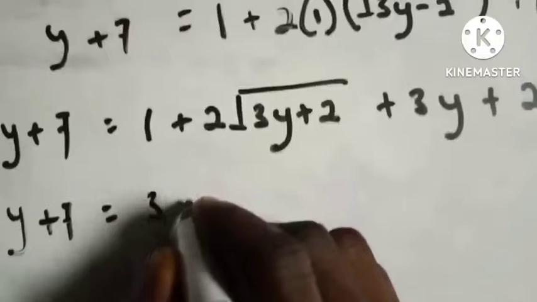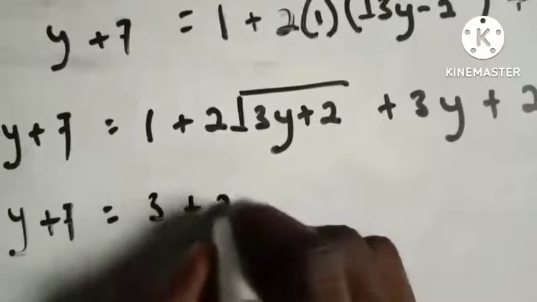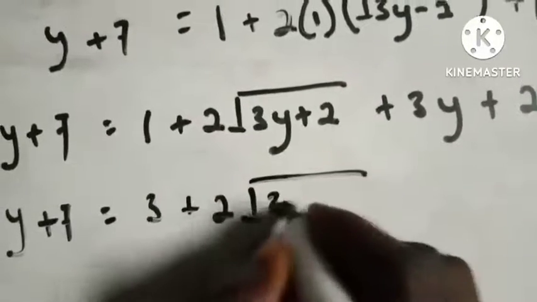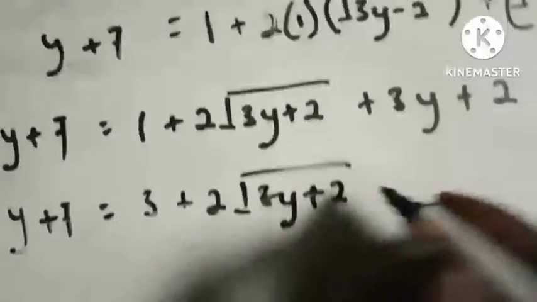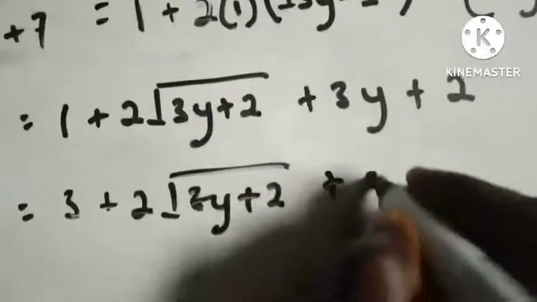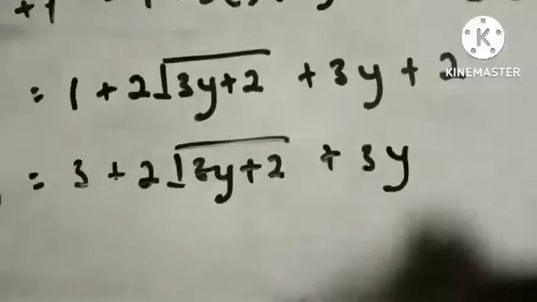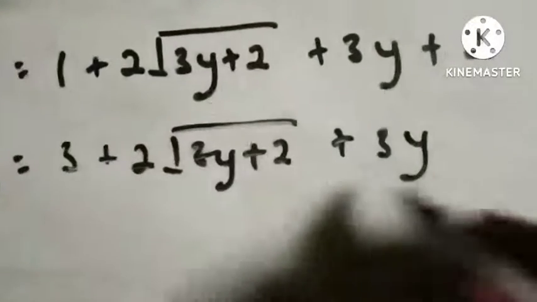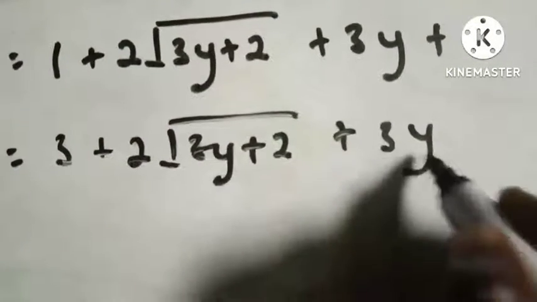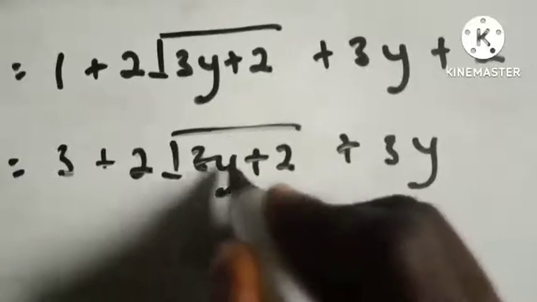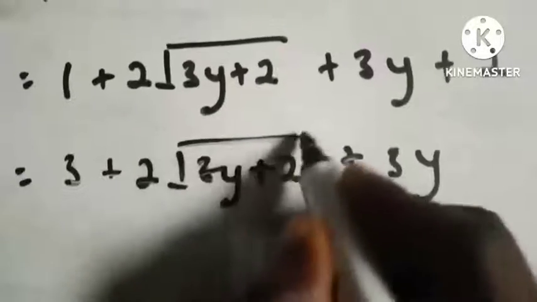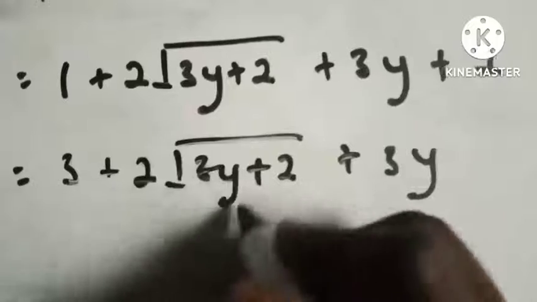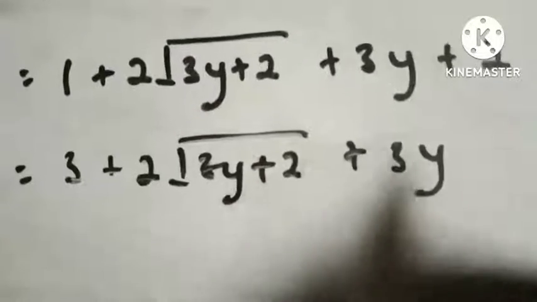So 3, that should be plus 2 root of 3y and then plus 2, and then remember there is a 3y here, so plus 3y, right? Don't say there's a 3y in this and so you are going to take this 3y and add it. No, this guy has a root in it, right? So for that reason we cannot combine the two of you.